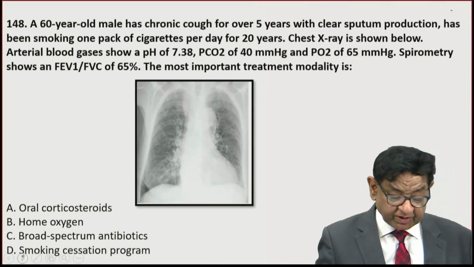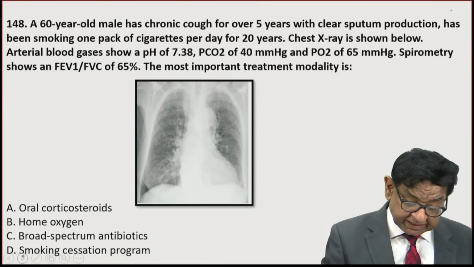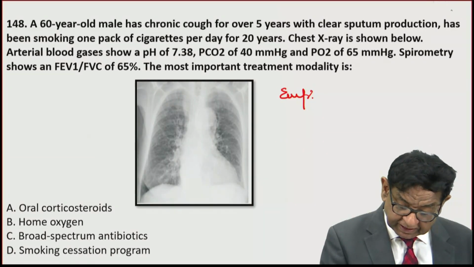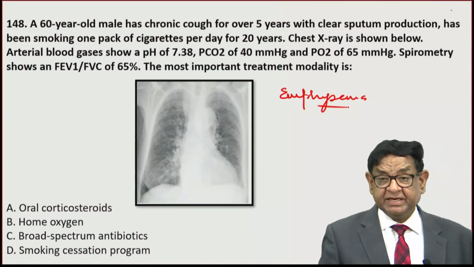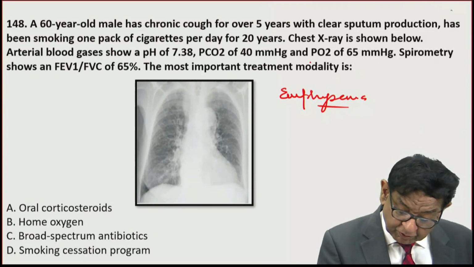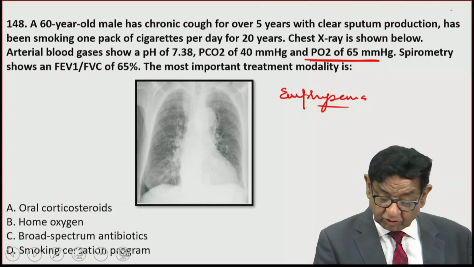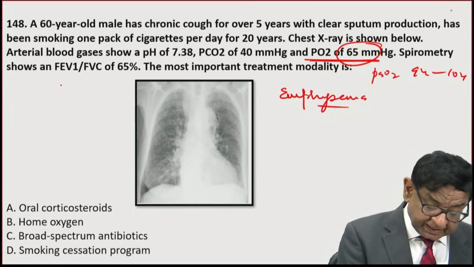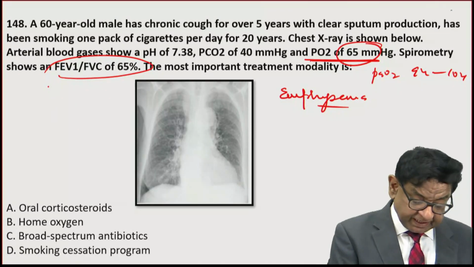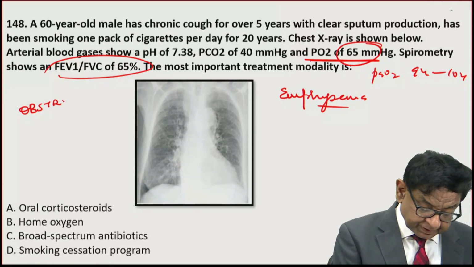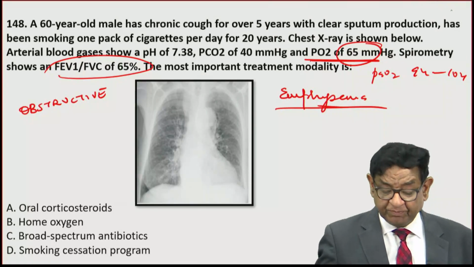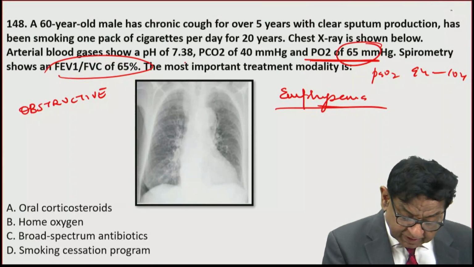Let's discuss question 148. Well, we have a patient whose X-ray is showing, classically, a case of emphysema. An emphysema type of picture is there in the X-ray. PaO2 is less, much less than normal. I hope you remember normal PaO2 is 94 to 104, and here it is 65. It's markedly reduced. And FEV1/FVC ratio is less than 65%. That means it's a case of obstructive airway disease, and that is confirmed by the X-ray. Hypoxia is there.